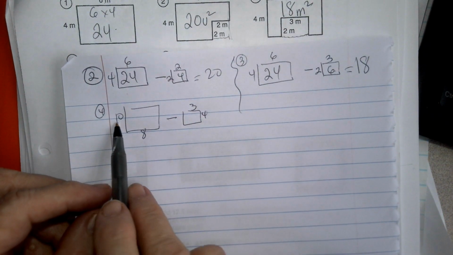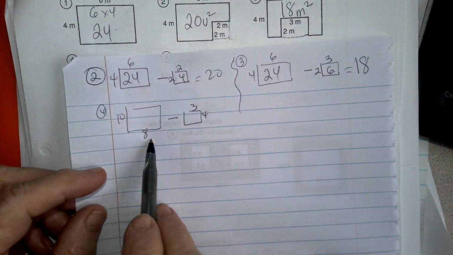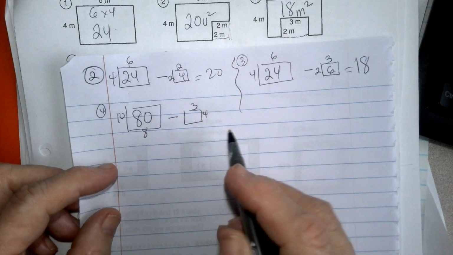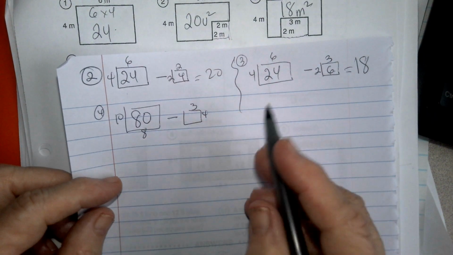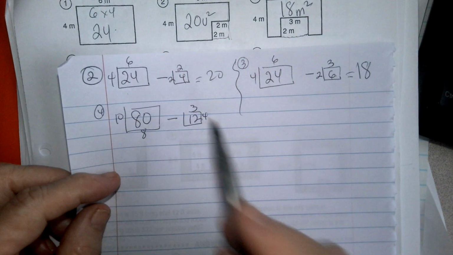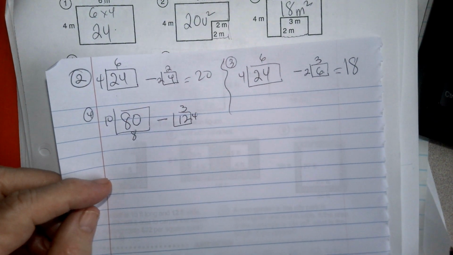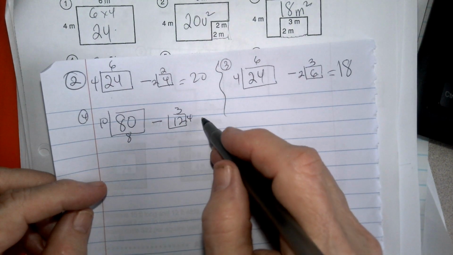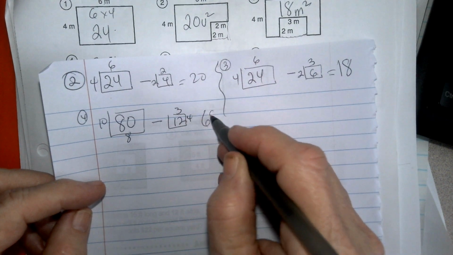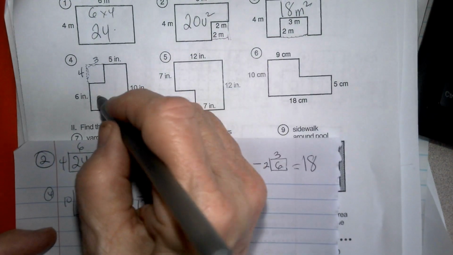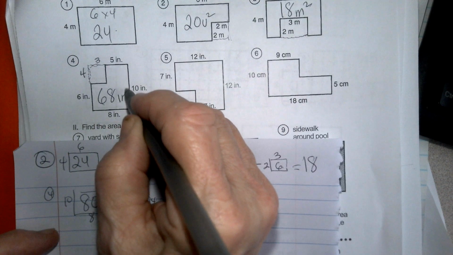So here's our large one. 10 times 8 is what? 80. 3 times 4 is 12. And then what do I have to do to get my final answer? Subtract, which is going to be 68. Okay. So it's going to be 68 square inches.